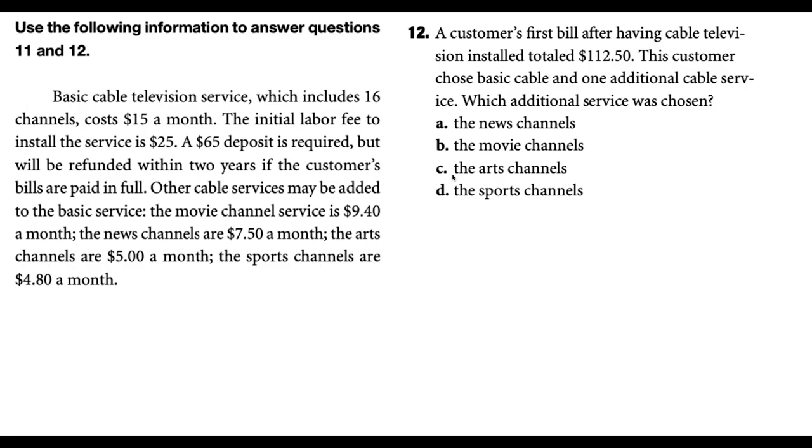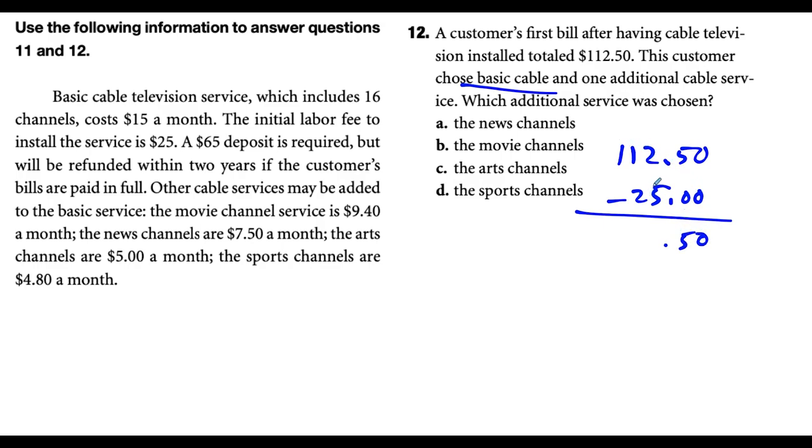So more from the same TV question. The customer's first bill after having cable TV installed was $112.50. So this customer chose basic cable and one additional service. What additional service was chosen? So for this, we have to take into account that if this bill includes the installation, remember, a $65 deposit is required, but the initial labor fee to install is $25. So we're going to subtract, first let's subtract $25. That accounts for the labor fee.